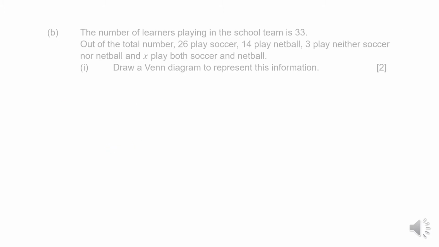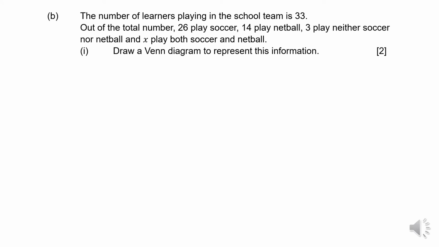Now, the B part of this question says that there are learners in the school that take part in soccer as well as netball. And 33 of these learners are playing this sport on the school team. We also know that 3 don't play soccer, nor do they play netball. But then we have an unknown amount of learners who play both. So that is representing an intersection.